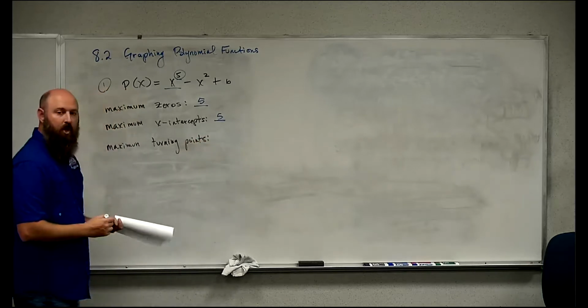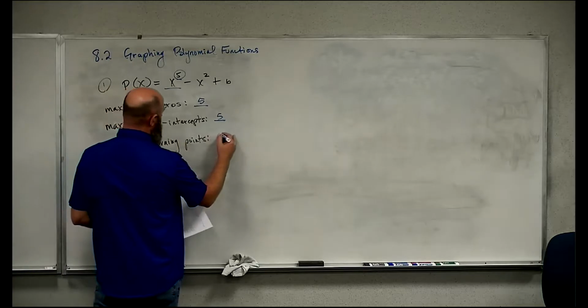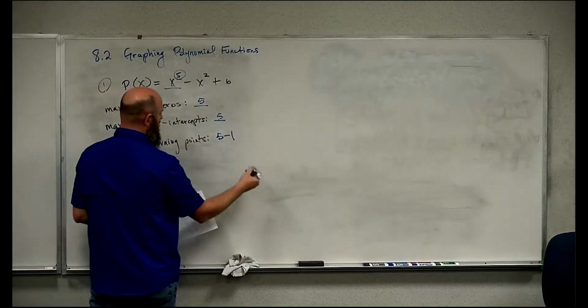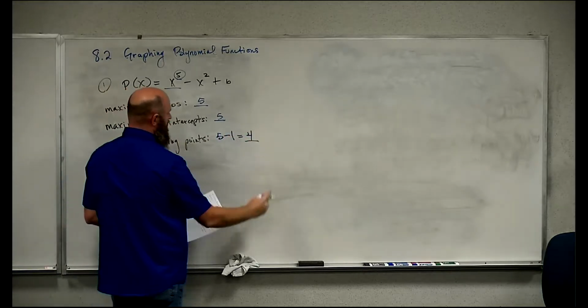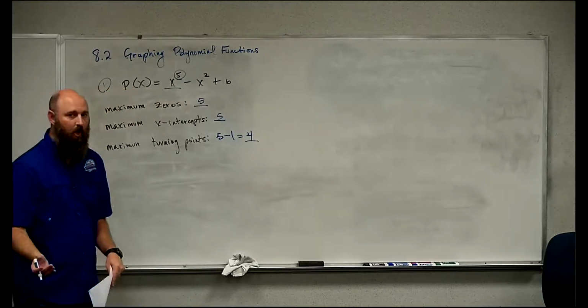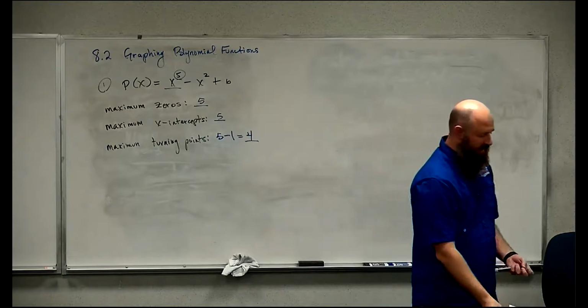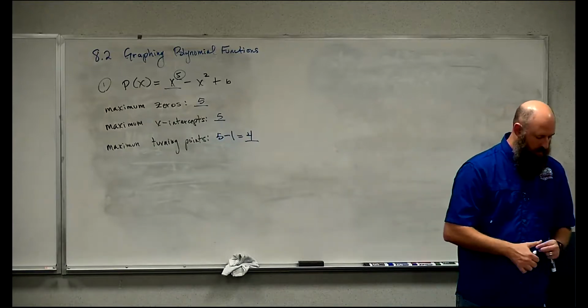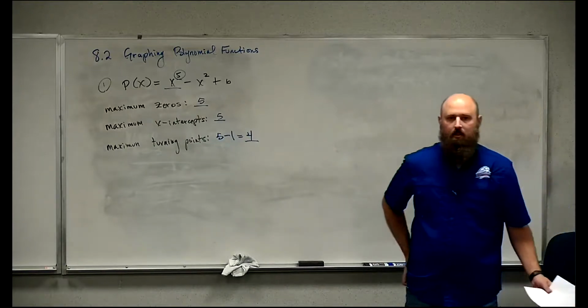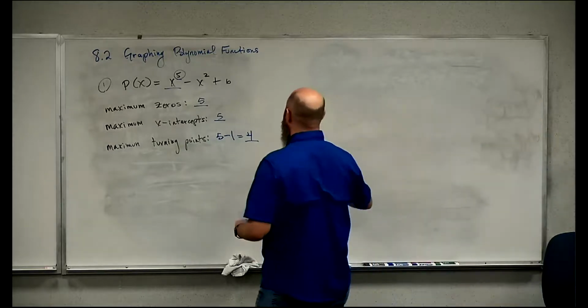Right? Now, that's always going to be that power, 5 minus 1, which is 4. Okay, that's the maximum number. We could always have less than that, but that's the maximum number that we can have. Okay? All right, now let's start trying to apply some of that here.